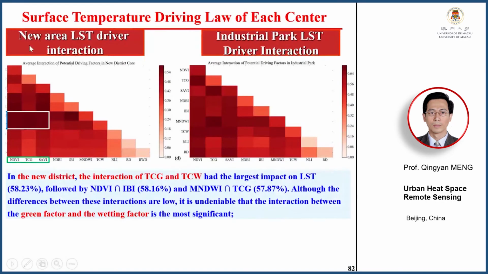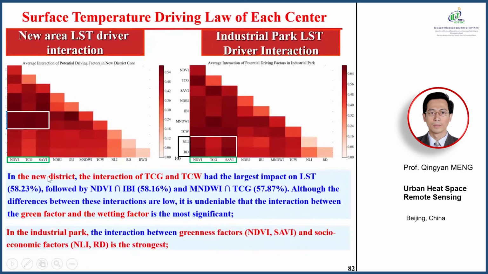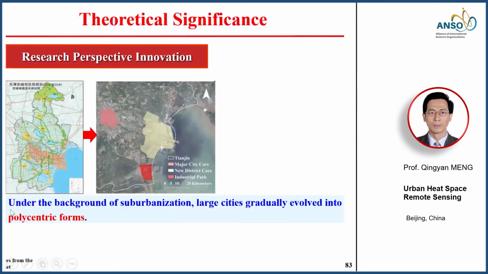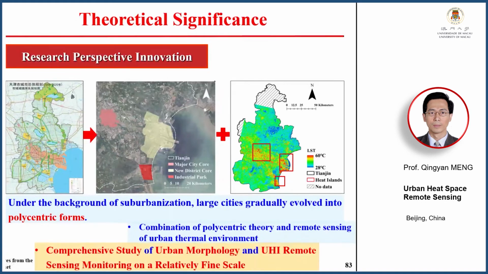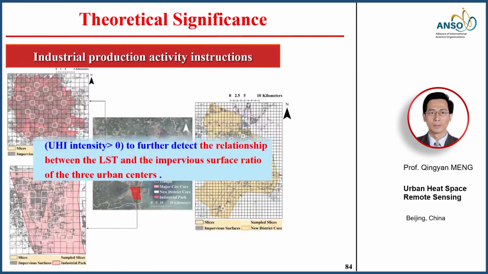Also, we can study the new area and the industrial parks, where there are some laws. We can see that under the background of suburbanization, large cities gradually evolved into polycentric forms, and the combination of polycentric theory and remote sensing of the urban thermal environment, then comprehensive studies of urban morphology and urban heat island remote sensing monitoring on a relatively fine scale, also have some instructive value.